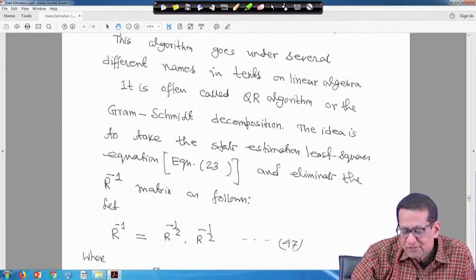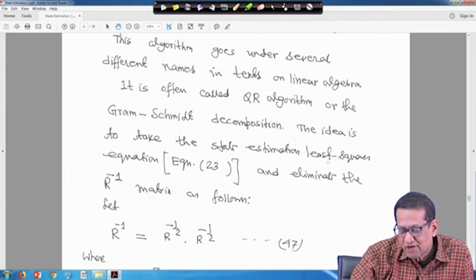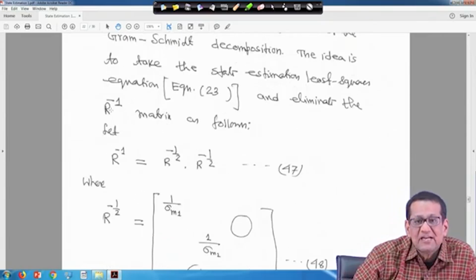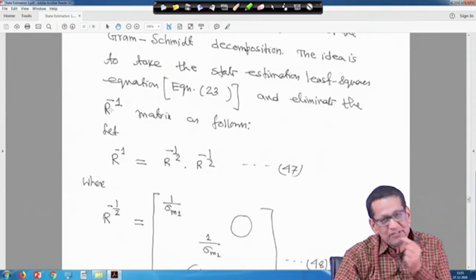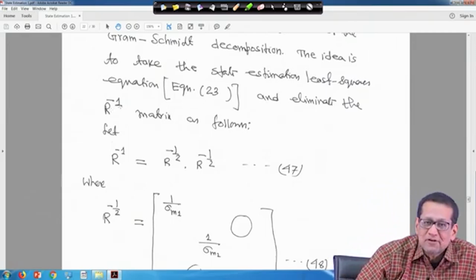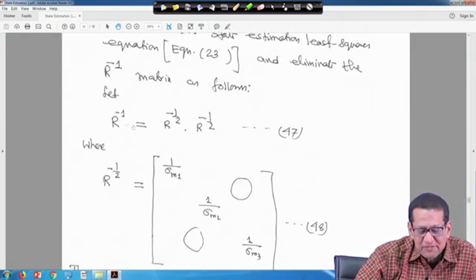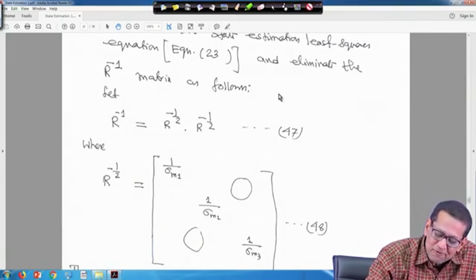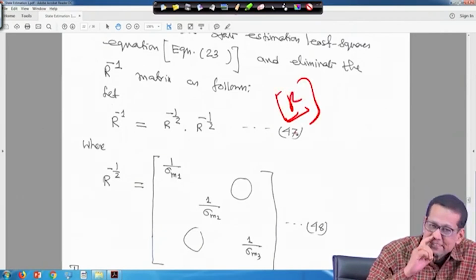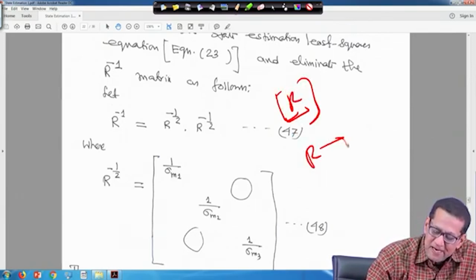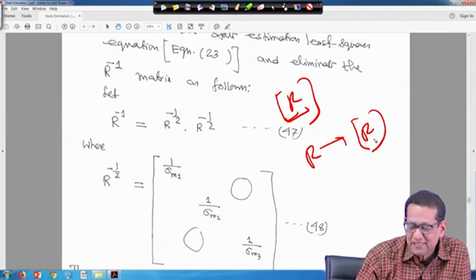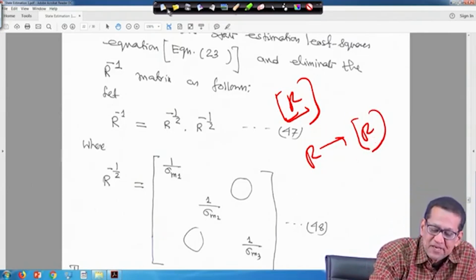The idea is to take the state estimator's least square equation, that is equation 23 we have seen, and eliminate the R inverse matrix as follows. We have to eliminate R inverse because it actually creates the problem. That is why you go for orthogonal decomposition. Earlier I wrote R in brackets; it is the same R matrix, and I did not write the brackets again and again.